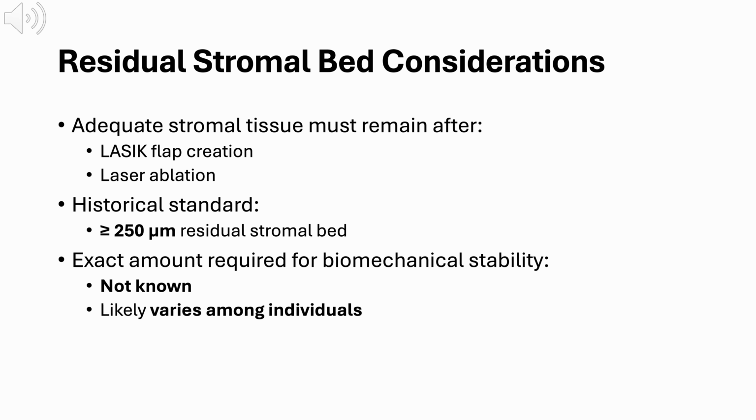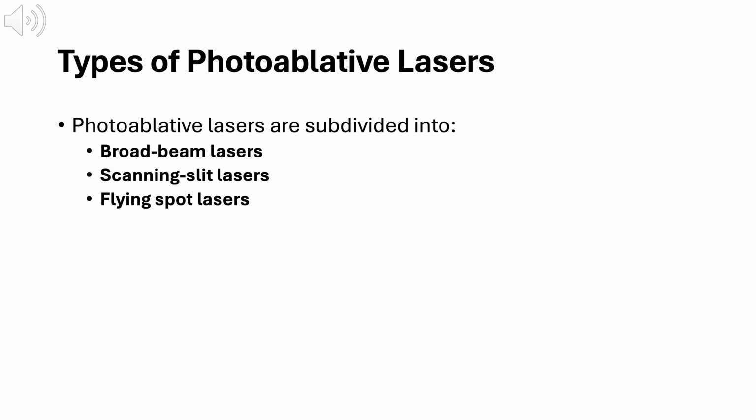In reality, the exact amount of stromal tissue required to prevent ectasia is not known and likely varies between individuals, depending on corneal biomechanics, geometry, and intrinsic strength. This uncertainty is why modern refractive surgery emphasizes tissue-sparing strategies, conservative planning, and careful patient selection rather than relying on a single numeric cutoff.